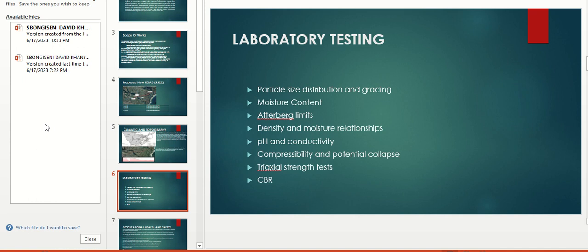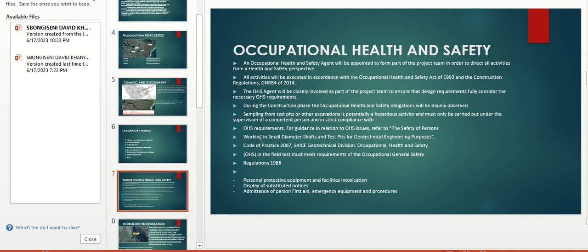Now we're going to look at the laboratory testing. There are 8 types of testing that can be done, which is the particle size, density and moisture, CBR, and also moisture content. We also have to look at the occupational health and safety, which plays a very important role in terms of our investigation.